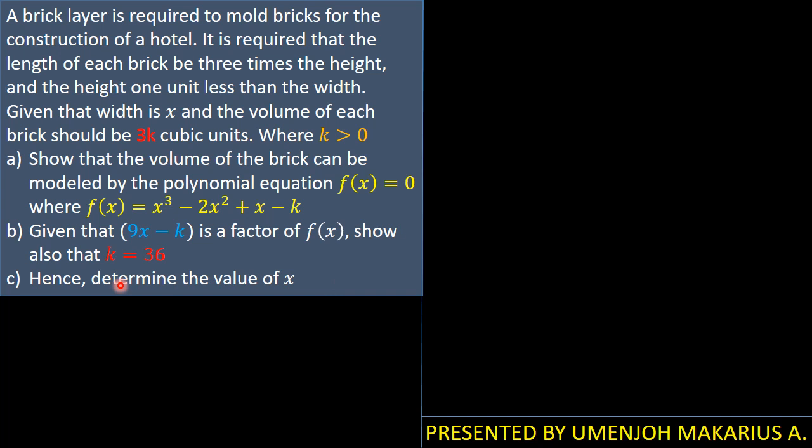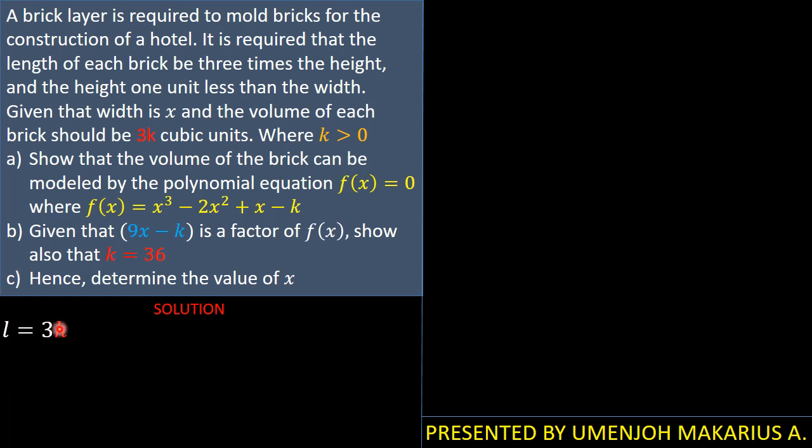Okay, now guys, let's take the question bit by bit. Let's have a solution here. The question reads that a bricklayer is required to mold bricks for the construction of a hotel. It is required that the length of each brick be 3 times the height. Let's for now pick the length to be L and the height to be H. So they said the length of each brick should be 3 times the height. That therefore means that L should be the same as 3H.